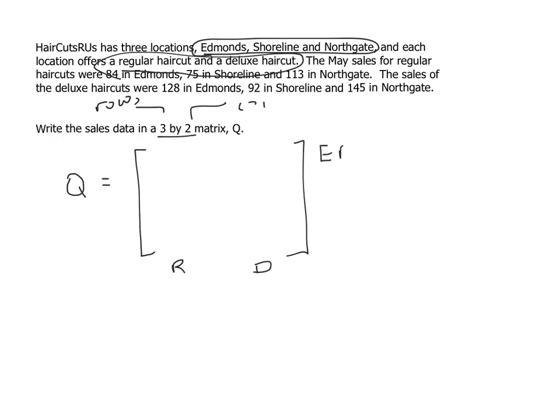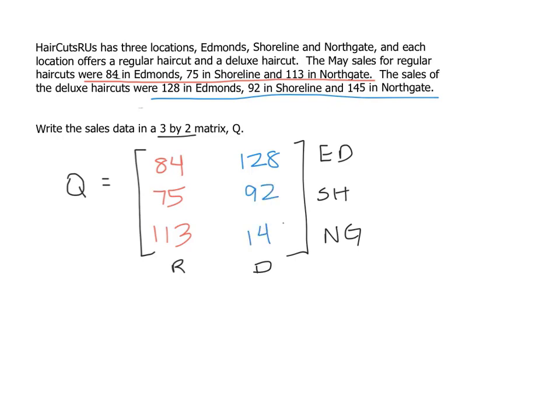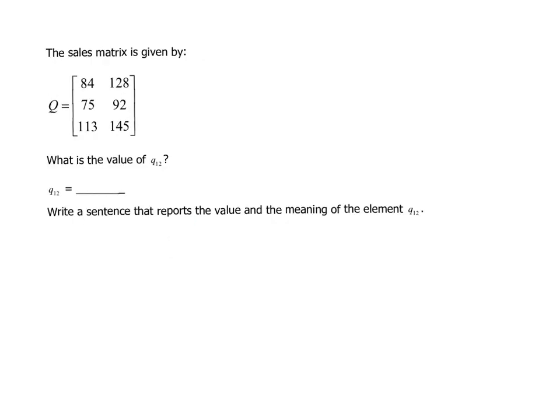So let's put Edmonds, Shoreline, and Northgate. Looking at our data for the regular haircuts, we have 84 in Edmonds, 75 in Shoreline, and 113 in Northgate. And then the corresponding data for the deluxe haircuts are 128 in Edmonds, 92 in Shoreline, and 145 in Northgate. There's our sales matrix.